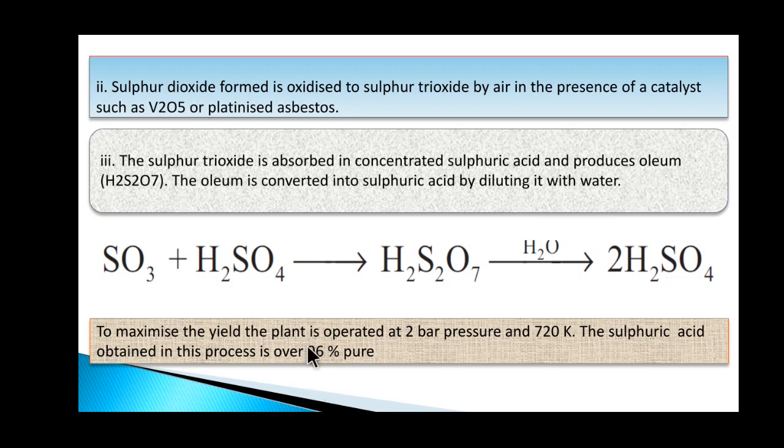If you want to prepare it on a large scale, you need to set up the plant or instrumentation. Okay, so for the large scale preparation, 2 atmosphere, 2 bar pressure and 720 Kelvin are the conditions used for the plant operation. The sulfuric acid obtained in this process is 96% pure. Okay, so by this way we have prepared sulfuric acid.